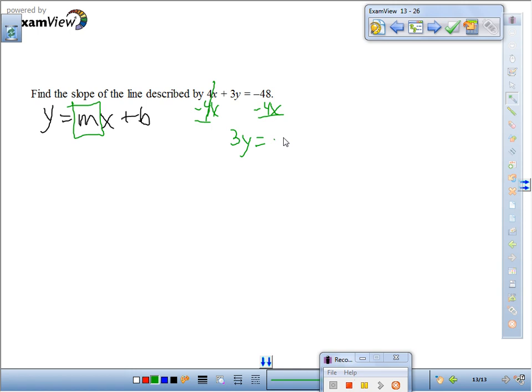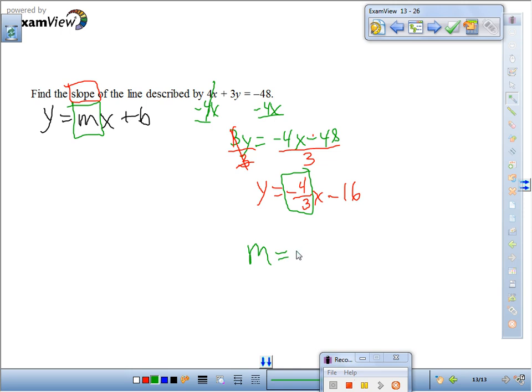We're left with 3y equals negative 4x minus 48. What's our last step? Divide by 3, divide by 3. 3 over 3 is 1, that's y. Negative 4 divided by 3, that's negative 4 over 3. Bring down the x. Negative divided by a positive, it's a negative. 48 divided by 3, that's 16. But we haven't answered the question, what is the slope? By looking at it, we know that the slope is the coefficient of x. Therefore, you need to write m equals negative 4 over 3.